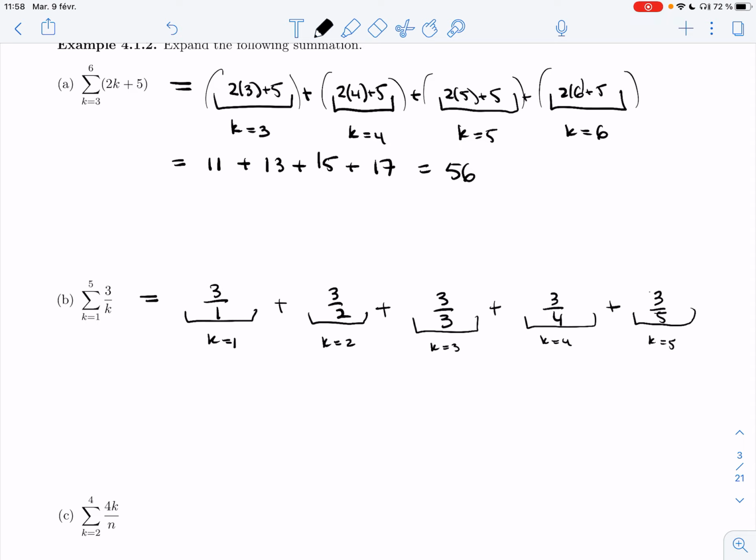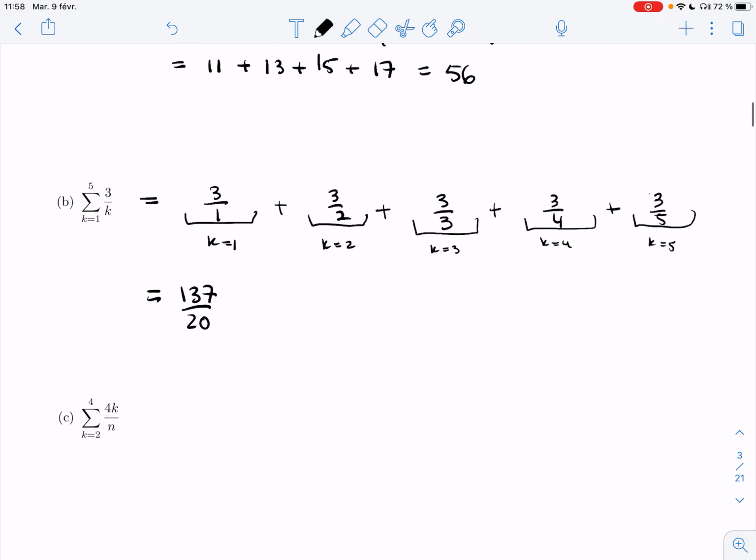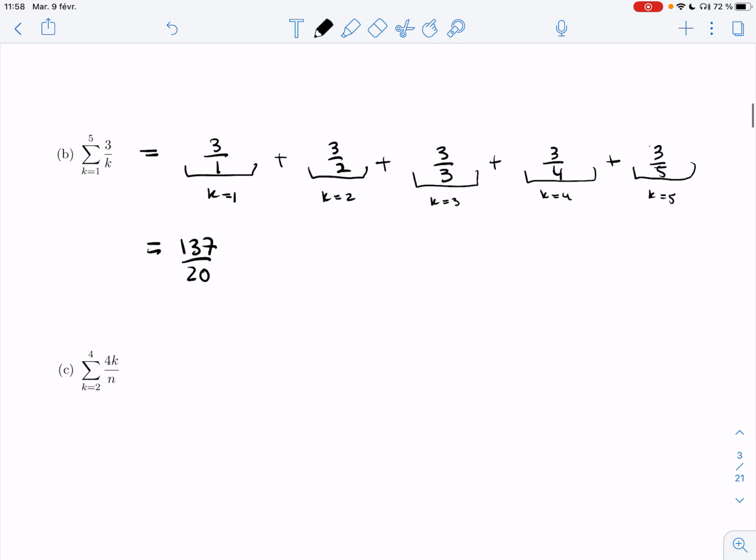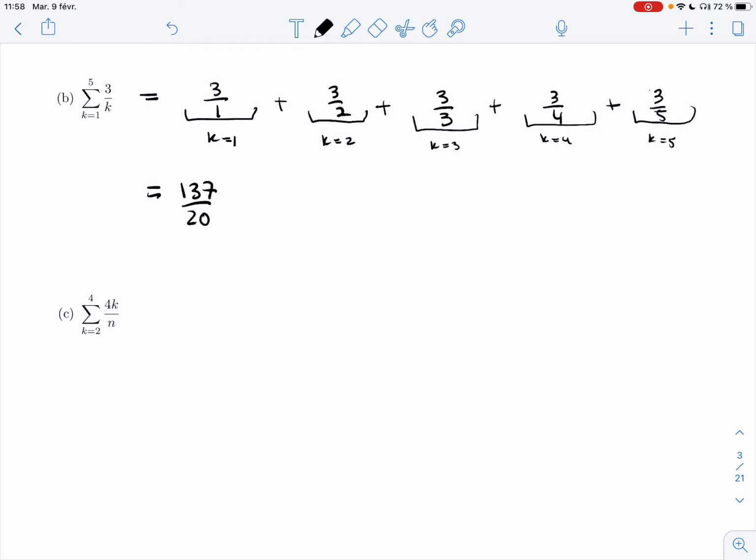We were just asked to expand. We don't actually have to tally it. Just to complete the problem, let me tell you that's 137 over 20. All right, I think you got the point.